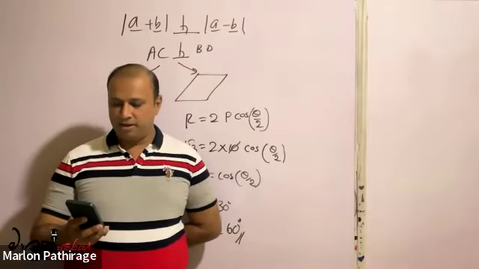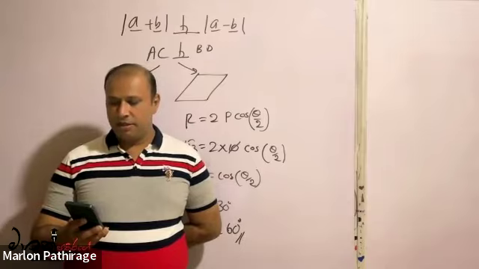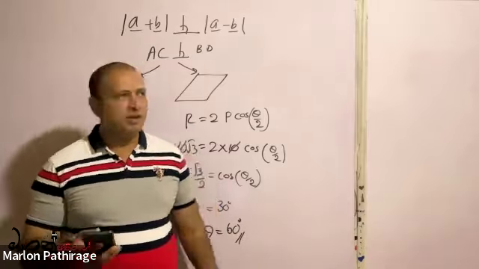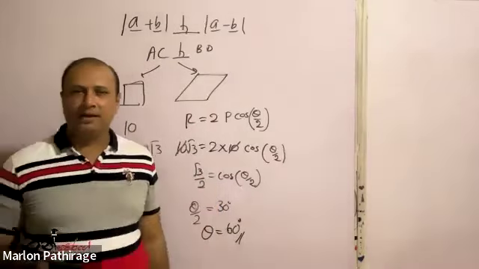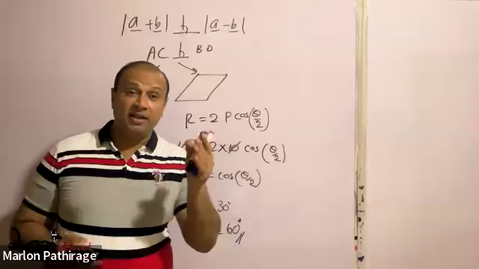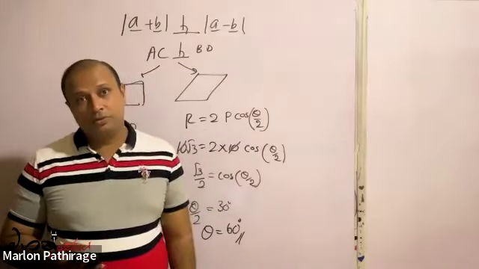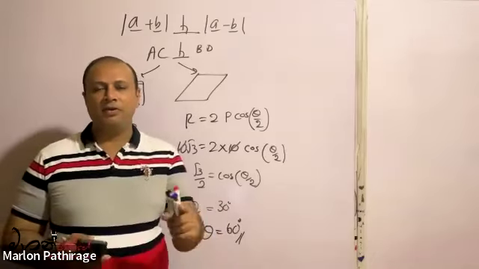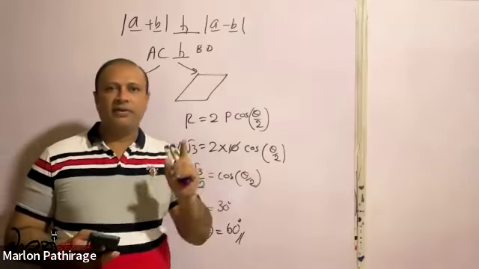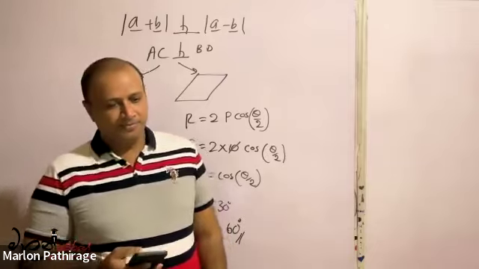A minus B and the angle between A minus B and each vector. So the other diagonal is also 10 root 2. The angle between that diagonal and one vector is also 45.